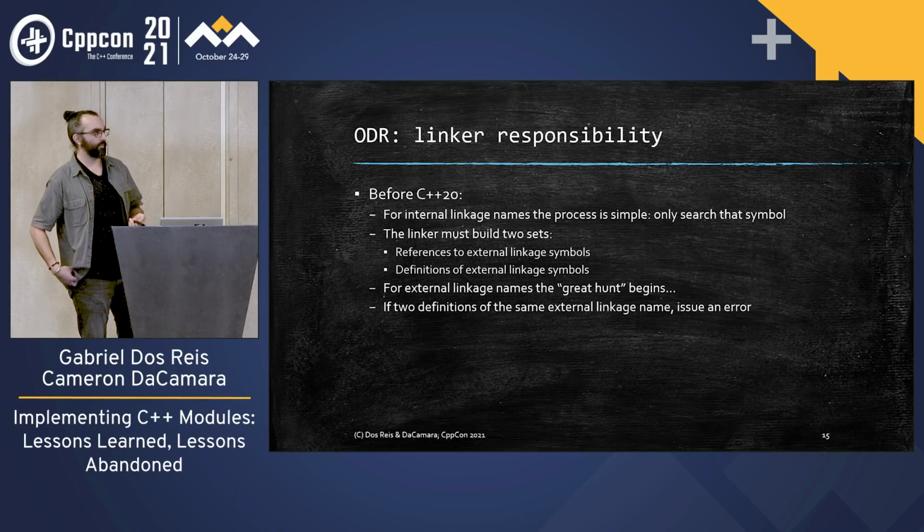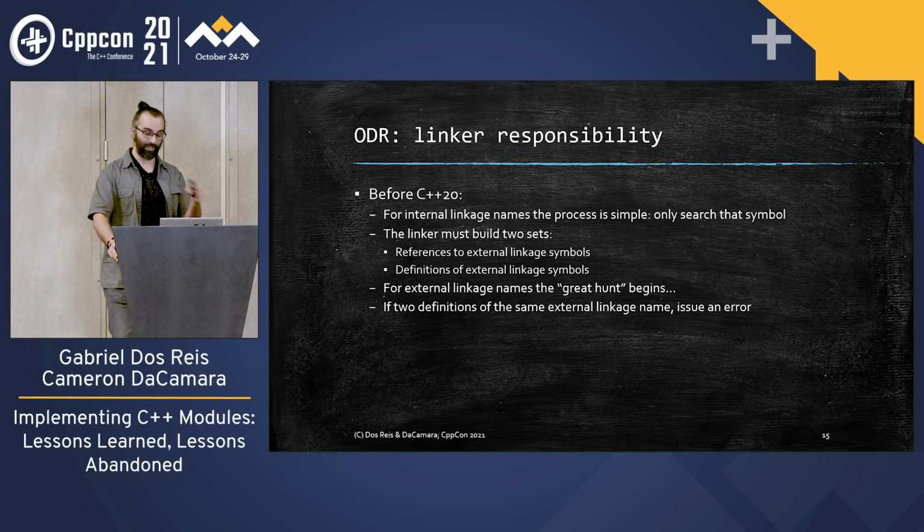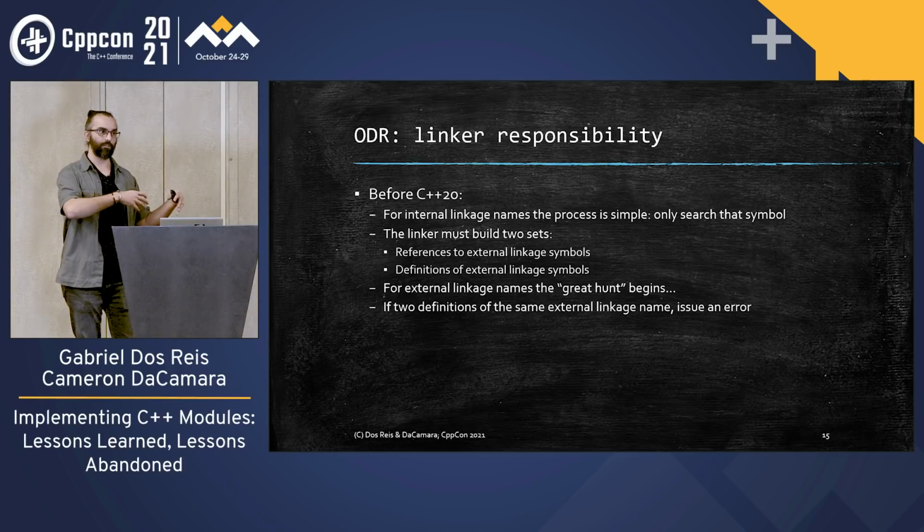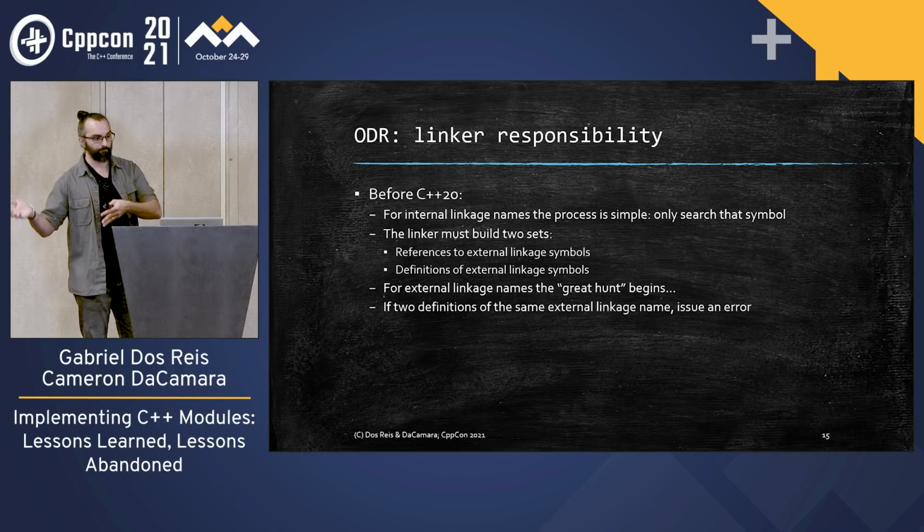So that's enough about ODR. Let's talk about ODR again, but on the linker side this time. Before C++20, the linker had a very easy job when entities were defined in the translation unit and they were TU-local, which is something the standard defines as something that could be static, or essentially a name that does not escape the current translation unit.